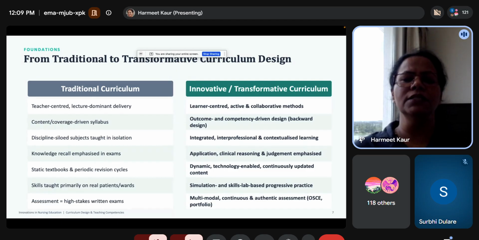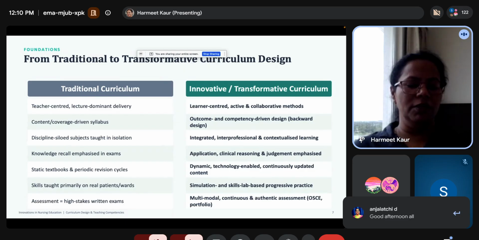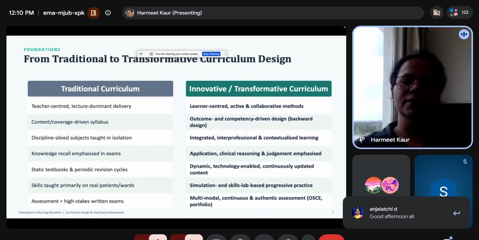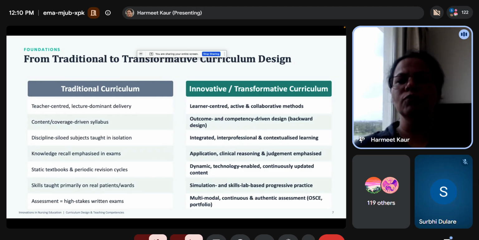Then assessment, there are high stake written exams, big written exams are there, which is mostly 25 and 75, like 25 internal assessment and 75 external assessment, and that is high stake written exams. Based upon that, students have to pass. Okay, that is a traditional curriculum.